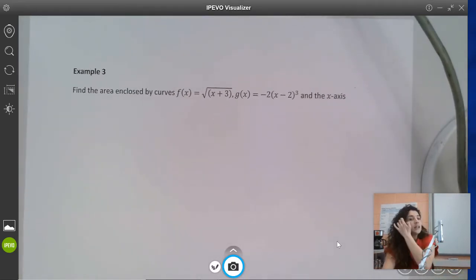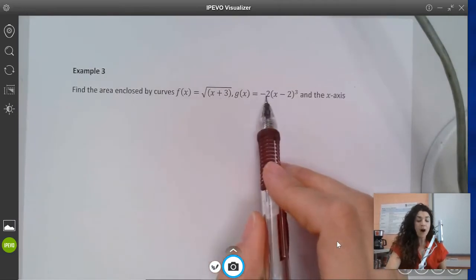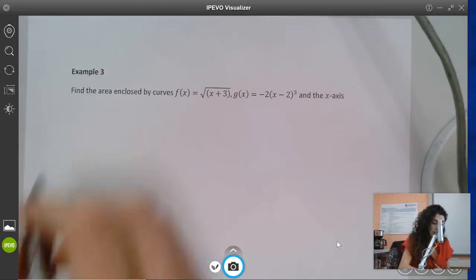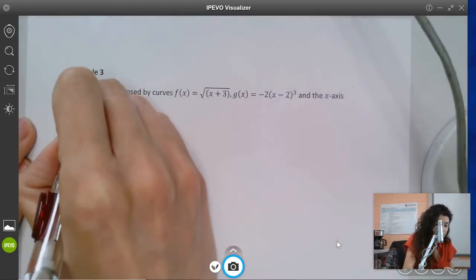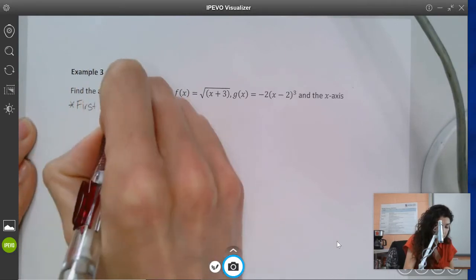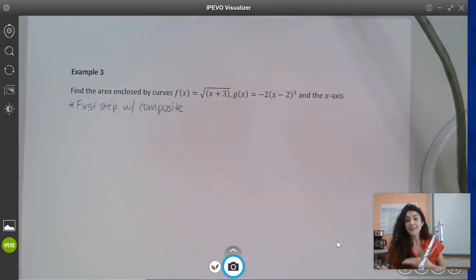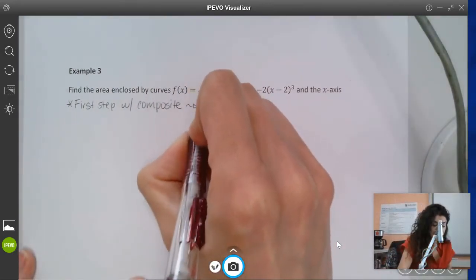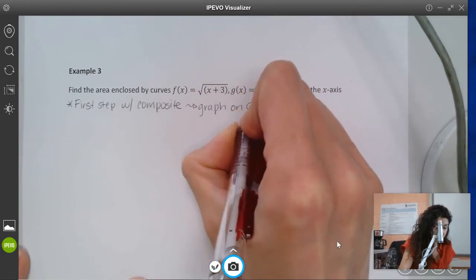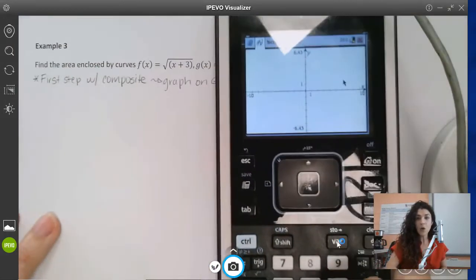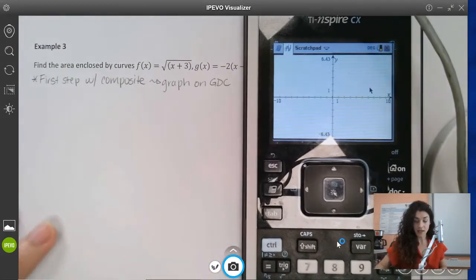We're going to find the area enclosed by this curve and now another curve and the x-axis. You'll notice that once we start to add in more than one curve, that's when we need to start taking into consideration composite figures. So your first step with these is, do I understand it visually? So you need to graph it. Put it into your calculator, look at it, and then determine visually what area am I talking about here.